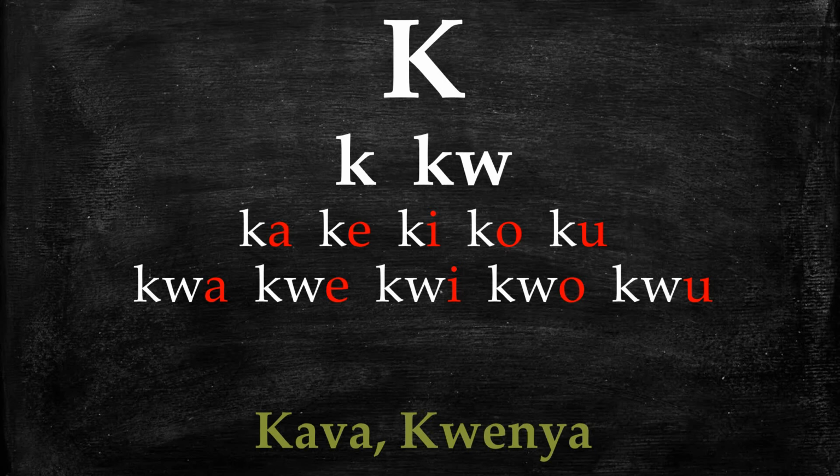K has two consonants. There's K and KW. K is pronounced ka, ke, ki, ko, ku. And KW is kwa, kwe, kwi, ko, ku. And the examples I have there are kawa, which means to kick, and kwenya, which is to scratch, as in scratching an itch.